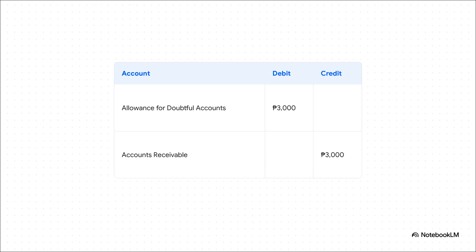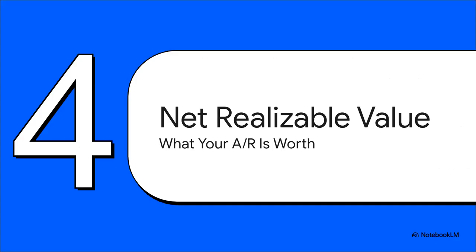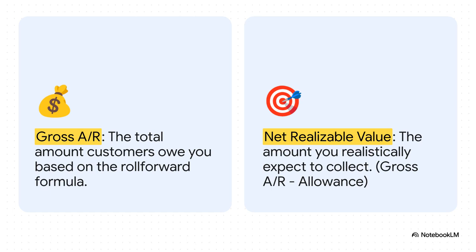So, where does that piggy bank come from? Well, that brings us to a super important concept for your exams and for real life: net realizable value, or NRV. This is all about the difference between what your books say you're owed and what you actually think you can collect. Think of it like this. Gross AR is the total wish list of everything customers owe you. But we're accountants, we're realistic, we know some people won't pay. So that allowance account is our best guess of what we won't collect. When you subtract that guess from the total, you get the net realizable value. It's a much more honest number to show investors.